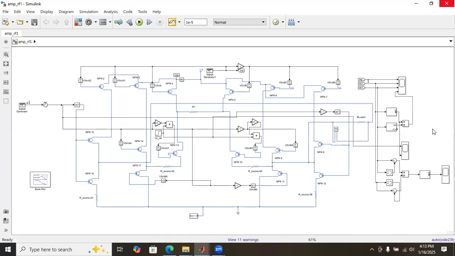So the common mode voltage will be in the ratio of within 5%. We are getting 5% as the common mode voltage.